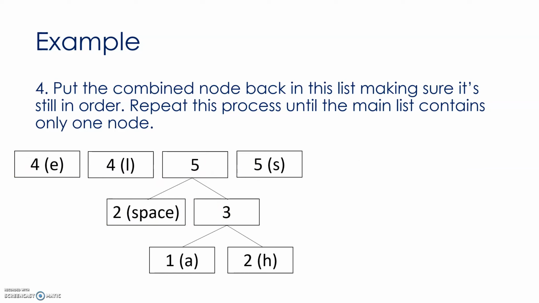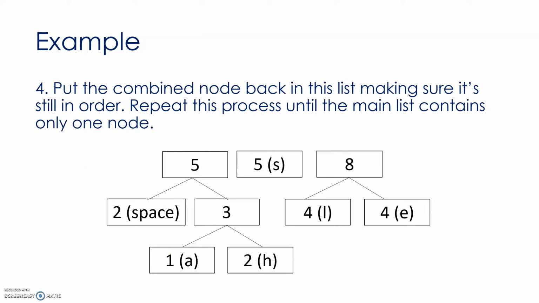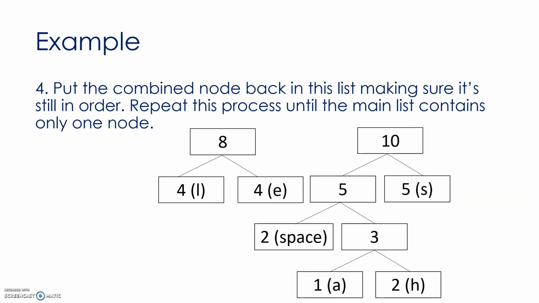Then I might take the space, the 3, the A and the H there, and combine that. Now I've got 5 because there's 2 spaces and 3 occurrences of A and H. So that goes back into the tree. Then I might want to combine L and E, so they appear 4 times each. So that's 8, that goes back in the tree there.